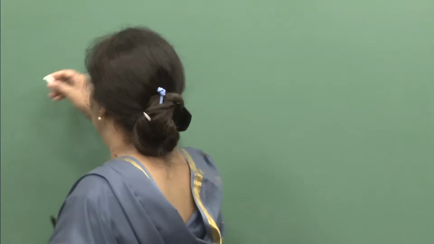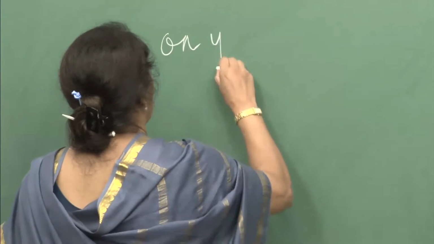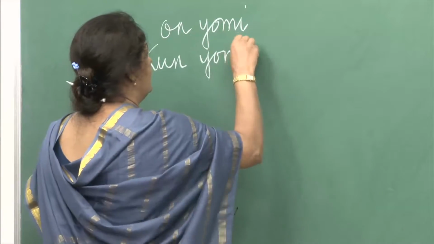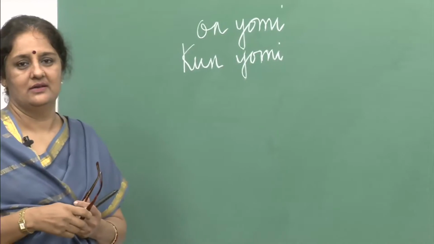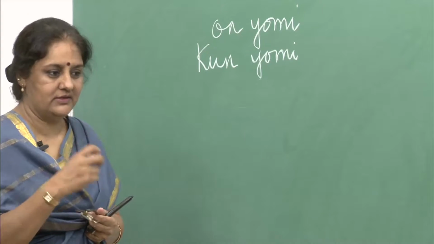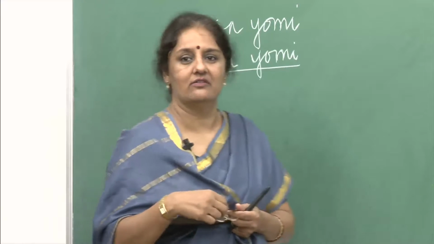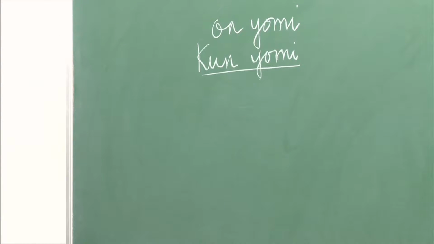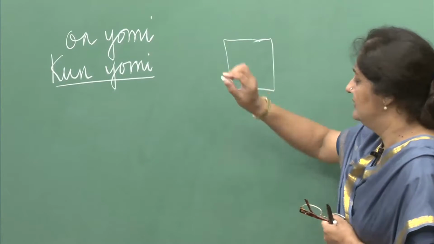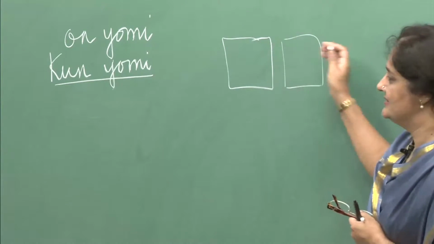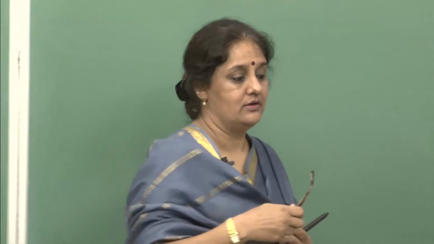Onyomi and kunyomi, a quick recap: onyomi is the reading from China, the Chinese reading, and kunyomi is the reading of the country, that is the Japanese reading. Most of the time, as I told you last time as well, the kunyomi is used for single kanji characters, and when you write 2 or 3 kanji characters, you join characters, then onyomi is used.